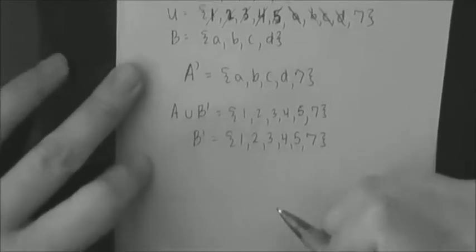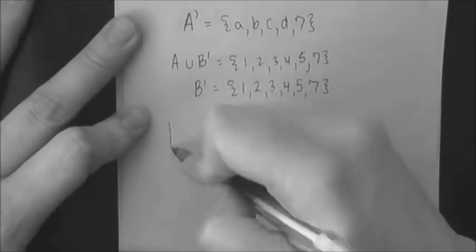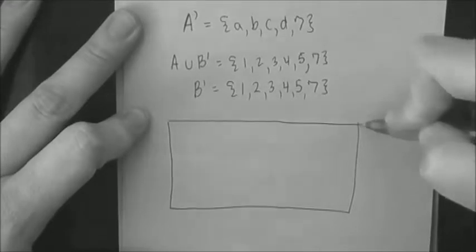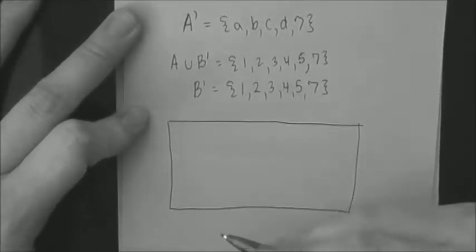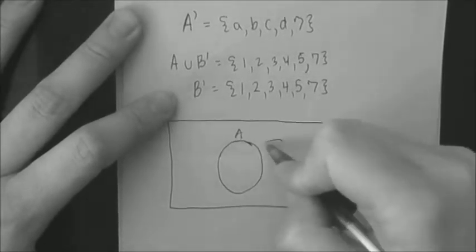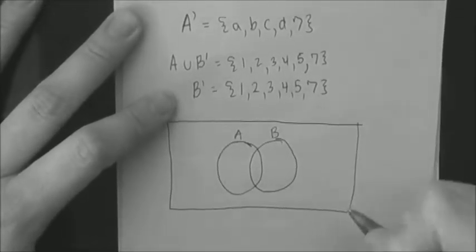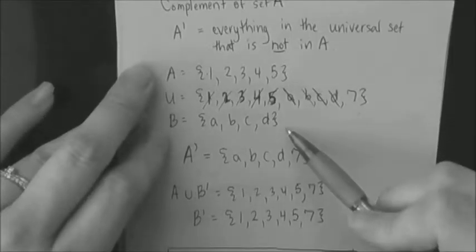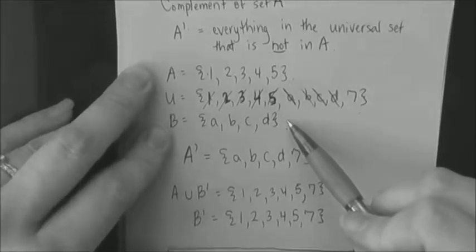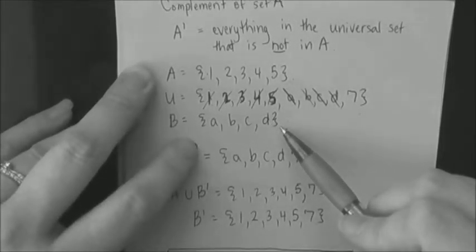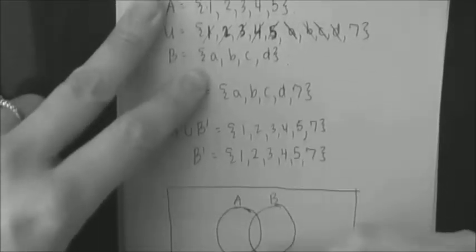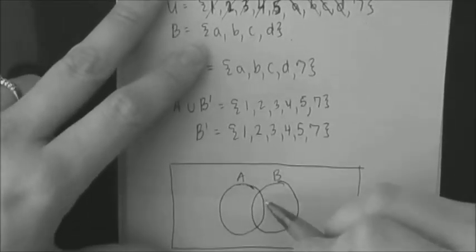If I wanted to draw this in a Venn diagram, I would draw my box. And in order to make your Venn diagrams, you have to say, okay, well, what circles do you have? I have an A. I also have a set B. And I have my universal set. Okay, in this set, A is 1, 2, 3, 4, 5. B is A, B, C, D. There is no 1 in B this time. I did not add the 1 in the end. And so there is no overlap between A and B. So nothing goes in this middle overlapping section.